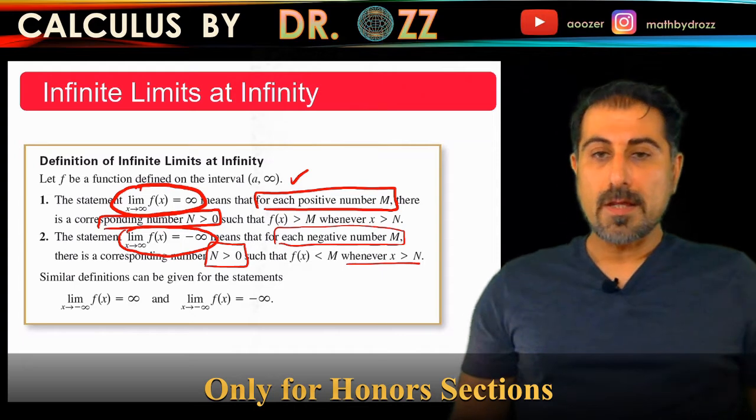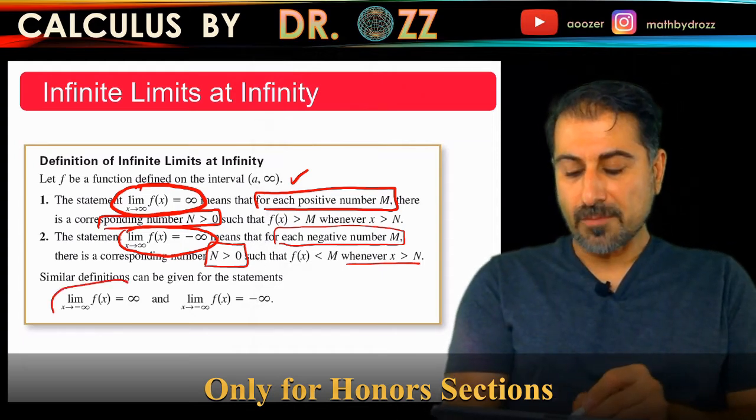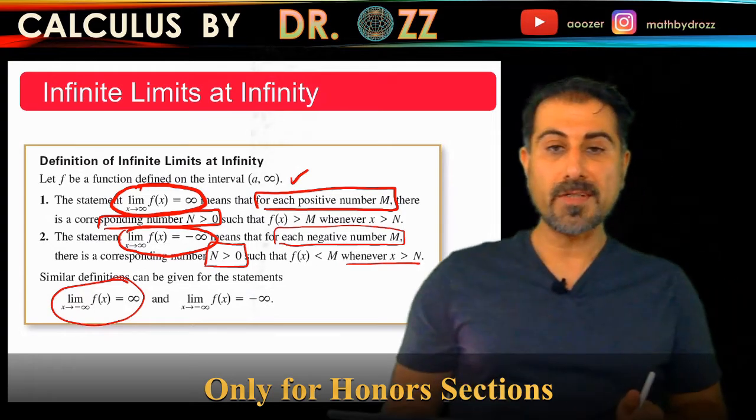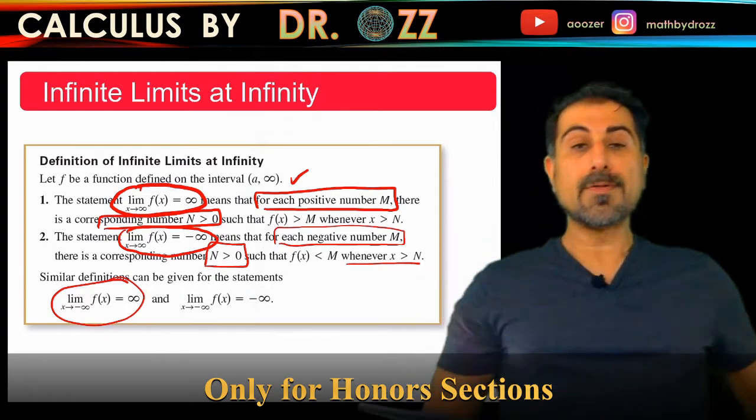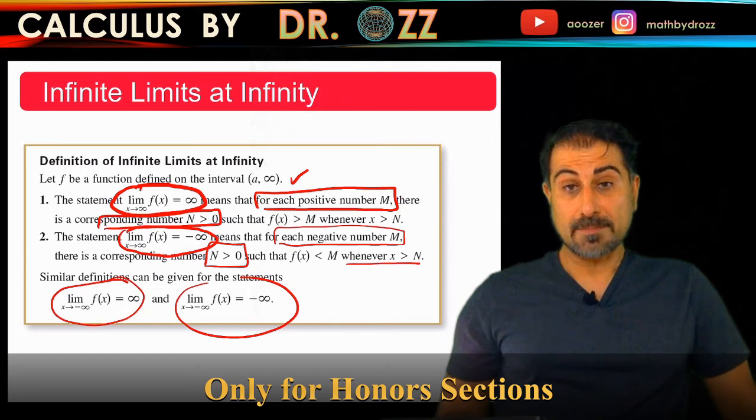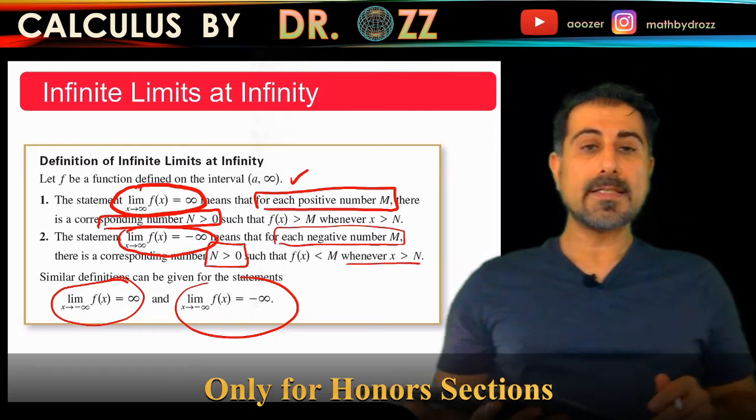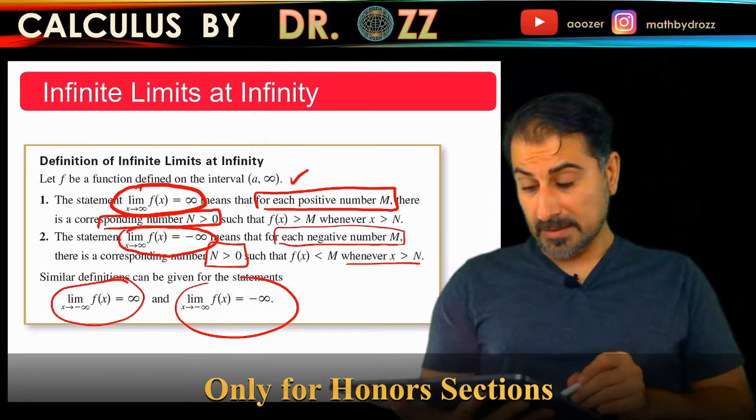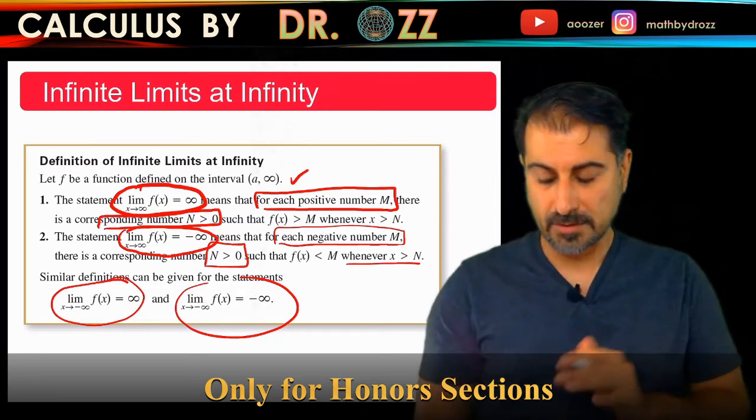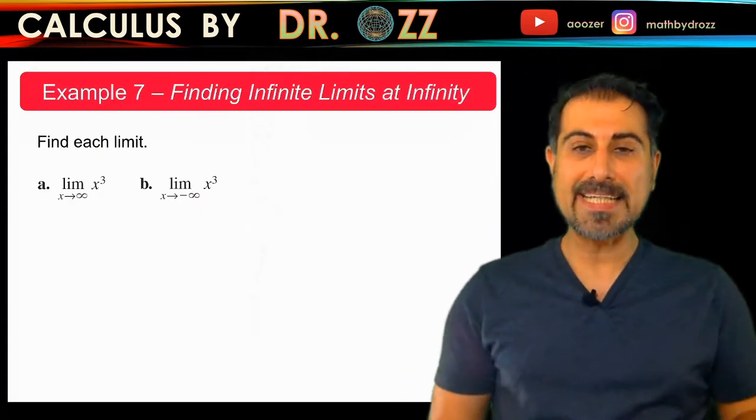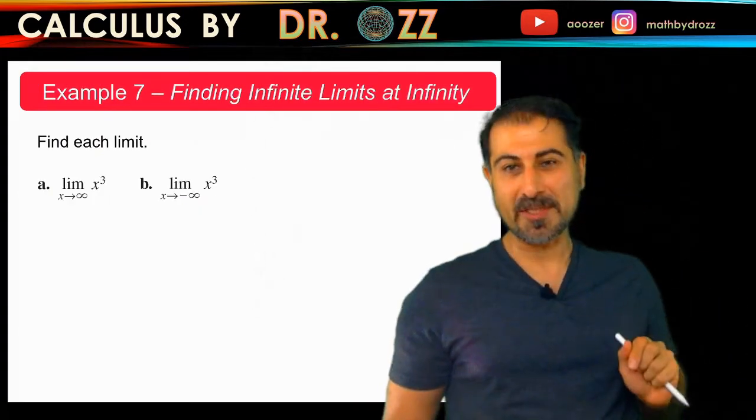Similar definitions can be provided for infinity type limits as x approaches negative infinity, and minus infinity type limits as x approaches negative infinity. Again, this is only testing the honors section students. So if you're not, just disregard that. All right, let's apply this concept to the example, and all students are responsible for this part.